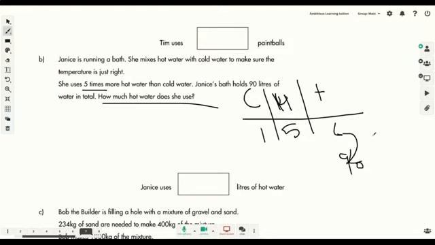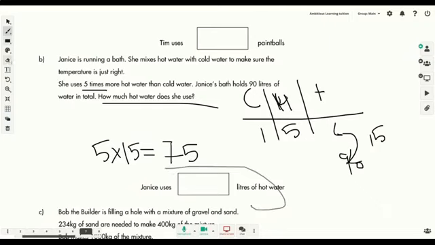What times 6 will give you 90? It will be 15. So then you just need to multiply 5 by 15. That gives you 75 liters. So 75 liters of hot water she uses altogether. I hope that makes sense and you got the same answer. I'll wait for you guys to give me the answer if you have not.